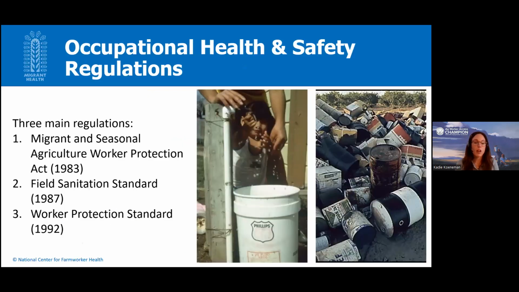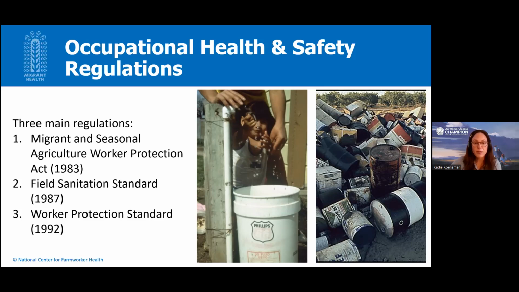To address some of the occupational and environmental risks that we've mentioned, there are 3 main regulations that have been put into place specifically for agricultural workers. The first is the Department of Labor created the Migrant and Seasonal Agricultural Worker Protection Act in 1983. This act established the rights of agricultural workers and the guidelines that labor contractors must follow.